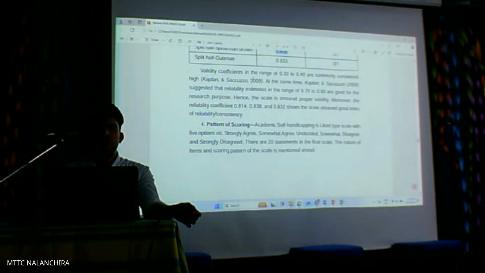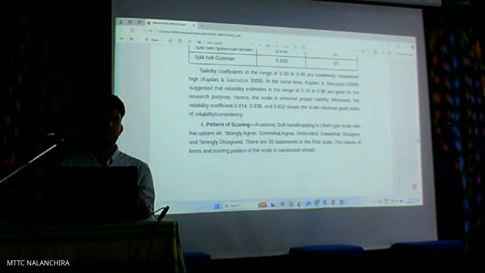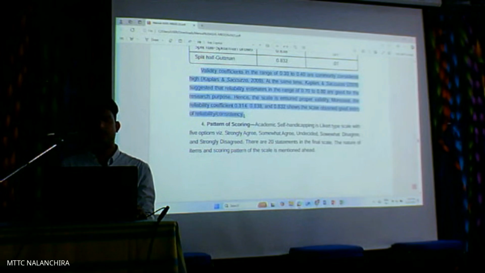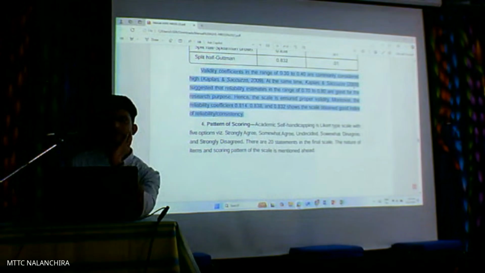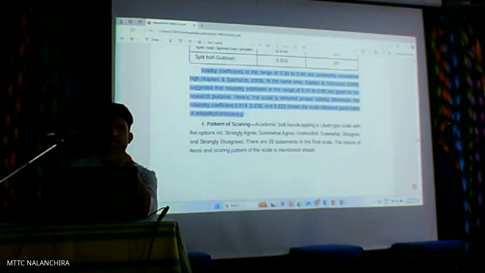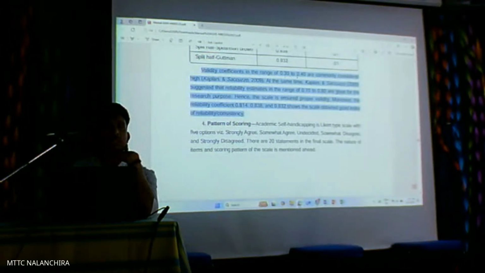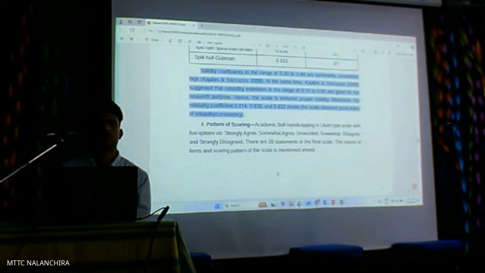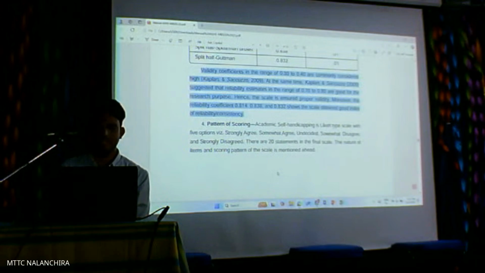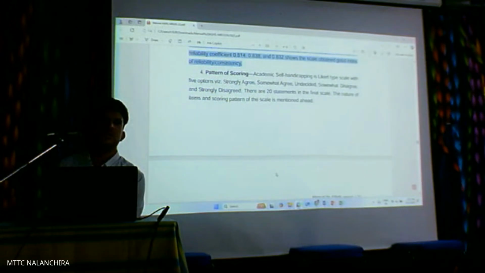That reference is also mentioned. Validity coefficients and reliability coefficient ranges are mentioned by some authors, and that is also mentioned here. As per the reference, Kaplan and Saccuzzo 2009, they have mentioned the validity score should be between the range of 0.30 and 0.40. So all these are the processes if you wish to give for publication and further details.